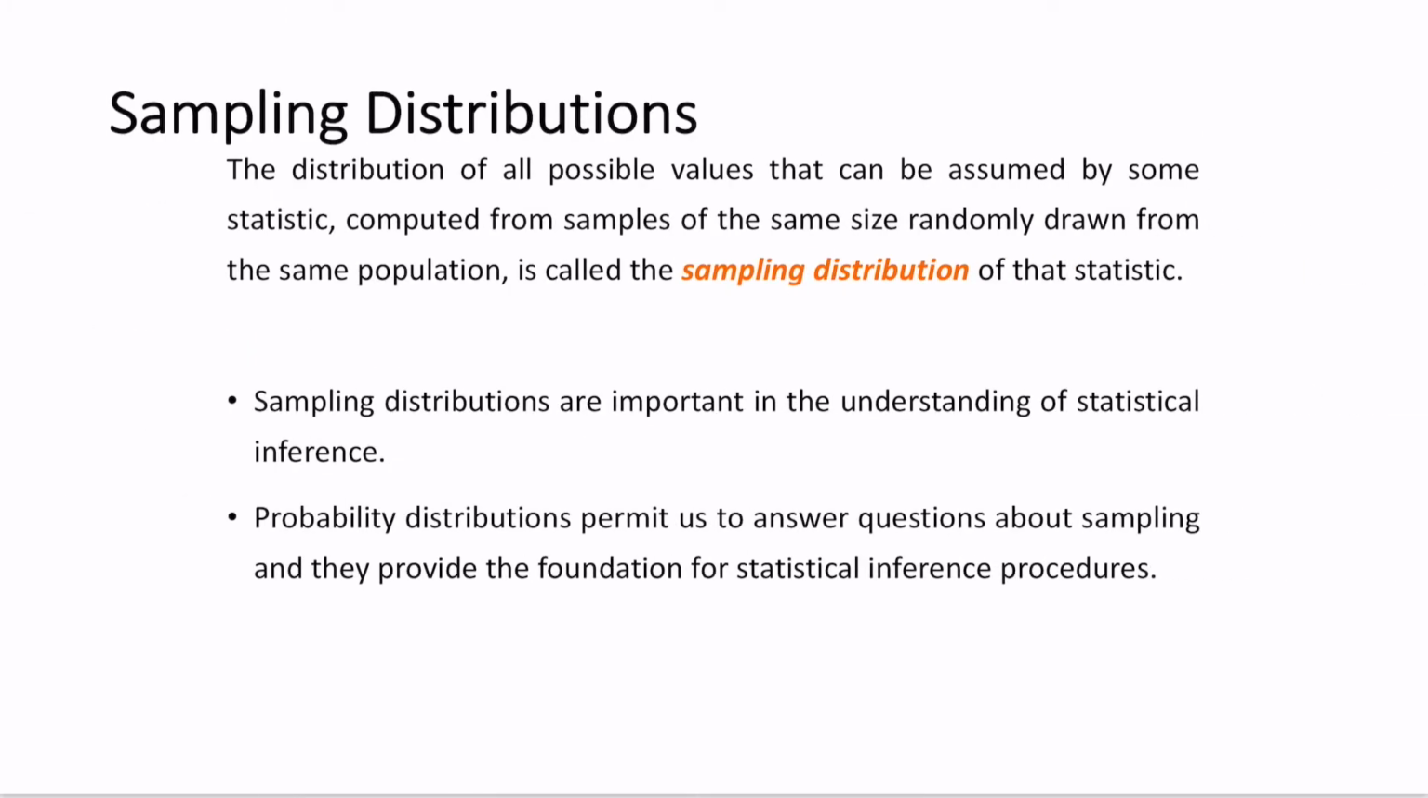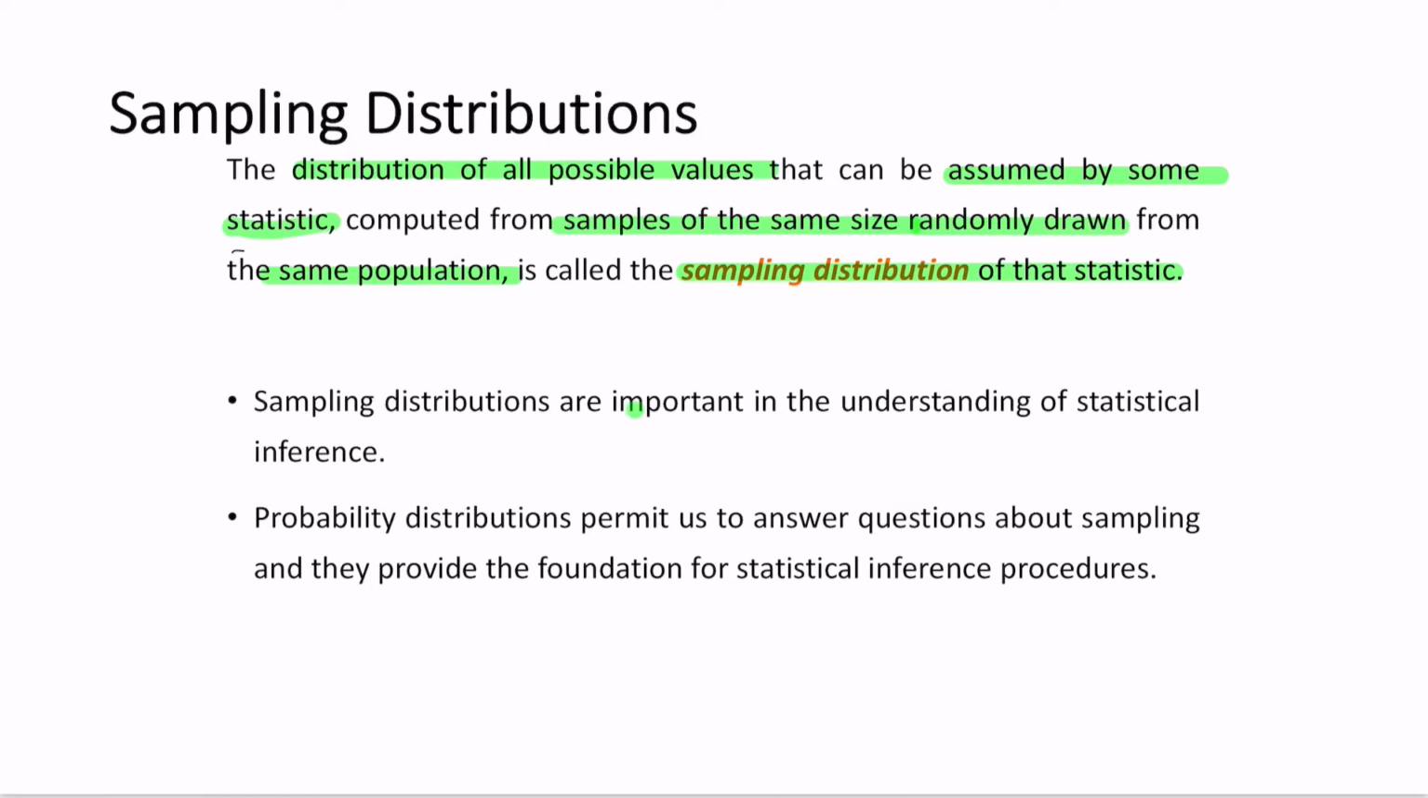So what is a sampling distribution first? The distribution of all possible values that can be assumed by some statistic, computed from samples of the same size randomly drawn from the same population, is called the sampling distribution of that particular statistic. Remember, there are mainly 3 phrases that you are looking at here: the distribution of all possible values that can be assumed by some statistic, computed from samples of the same size randomly drawn from the same population, is called the sampling distribution of that statistic.